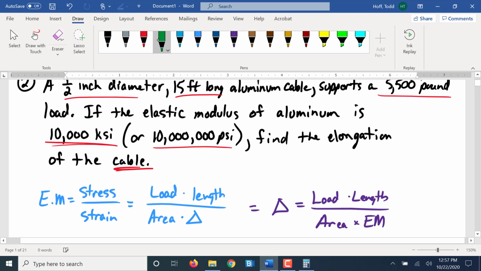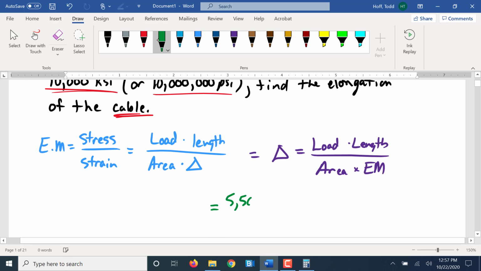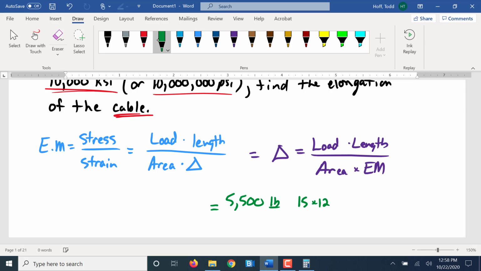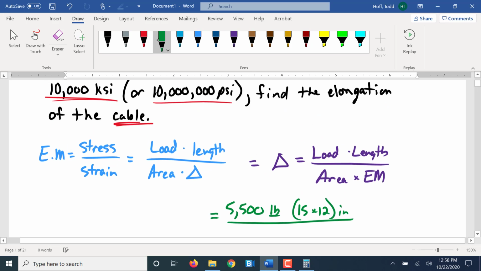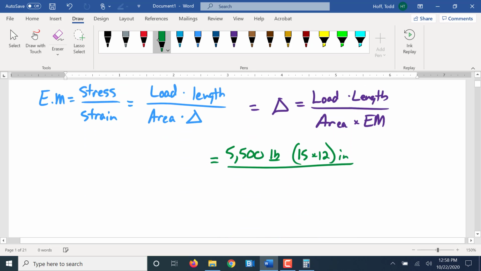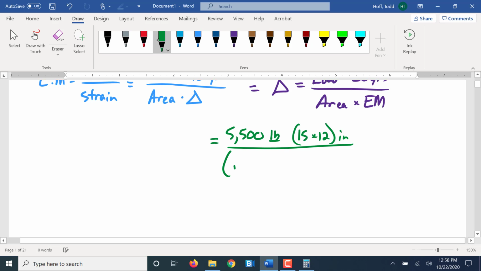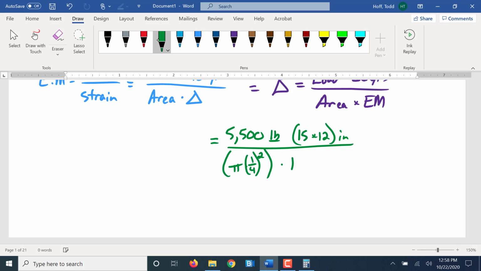So our load here was the 5,500 pounds. The length is 15 feet. Now everything else in this is going to be in inches, so we have to do that 15 feet times 12, put it in inches. Our area, we'll need to find the area of a 1/2 inch diameter cable. That's going to be pi times 1/4 squared. 1/2 inch diameter is a 1/4 inch radius. And our elastic modulus has to go in as 10 million pounds per square inch.